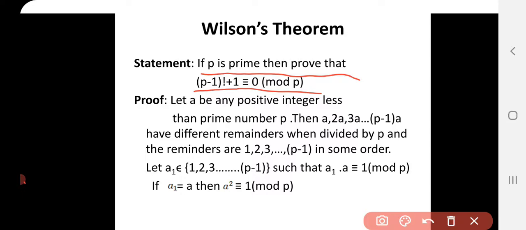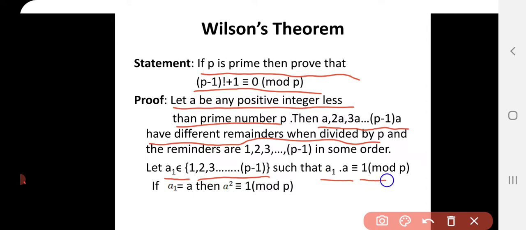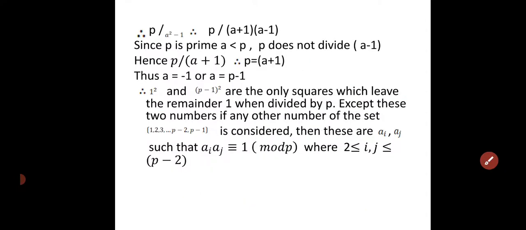The proof is as follows. Let a be any positive integer less than p. Then a, 2a, 3a, and so on up to (p minus 1) times a have different remainders when divided by p. So let us take a1 belonging to 1, 2, 3, and so on up to p minus 1, such that a1 times a is congruent to 1 mod p. If a1 equals a, then a squared is congruent to 1 mod p.